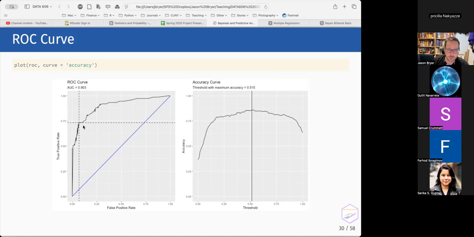And what we're looking for in terms of the optimal cut point is where the distance of that curve is perpendicular to this unit line. The other way we could look at it is over on this right side. As I'm going across, as that threshold goes from 0 to 1, I'm calculating the overall model accuracy.